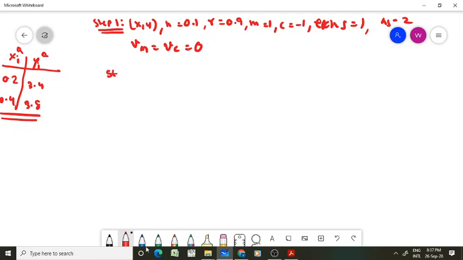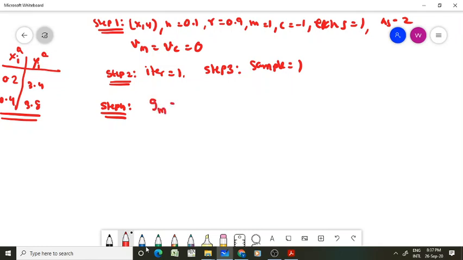Again, step 2, we have to initialize your iteration count. Step 3, you have to initialize your sample number. Right? Now, in step 4, what you have to do? You have to calculate the gradient. Right? So how do we calculate the gradient?